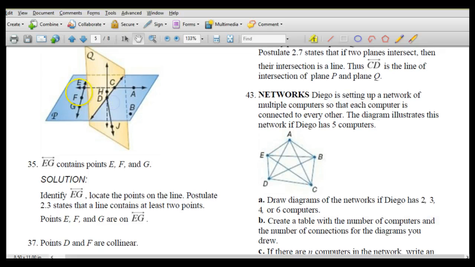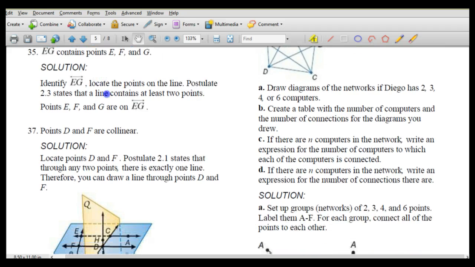So, for 35, which postulate shows that line EG contains points E, F, and G? So identify line EG. Here it is. Locate the points on the line. There they are. Postulate 2.3 states that a line contains at least 2 points. Therefore, points E, F, and G, 3 points, will lie on line EG.